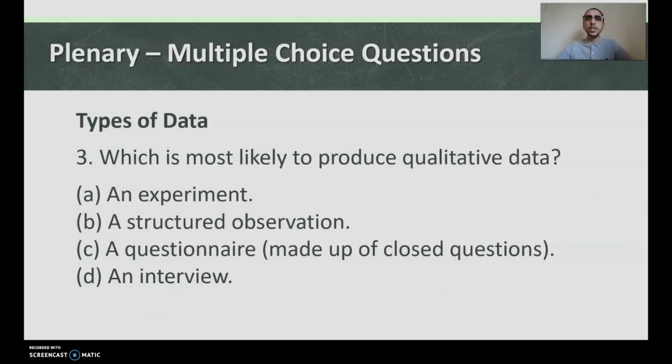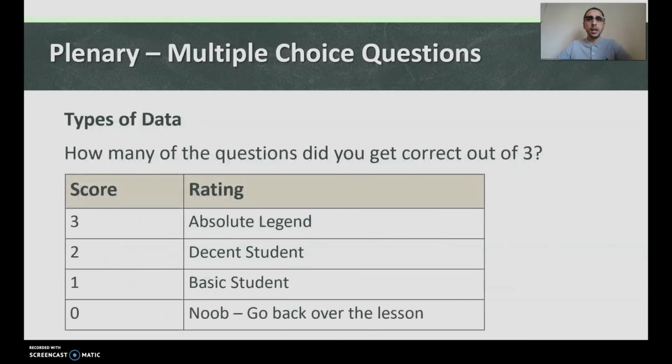Number 3, which is most likely to produce qualitative data? A, an experiment. B, a structured observation. C, a questionnaire made up of closed questions. Or D, an interview. Answer it. Tell me, A, B, C, or D. Say it out loud. I don't care if you're on your own. Did you say an interview? Smarty pants. Yes. D, an interview. Only 3 multiple choice questions. There you go. How many did you get? 3, 2, 1. Are you an absolute legend?